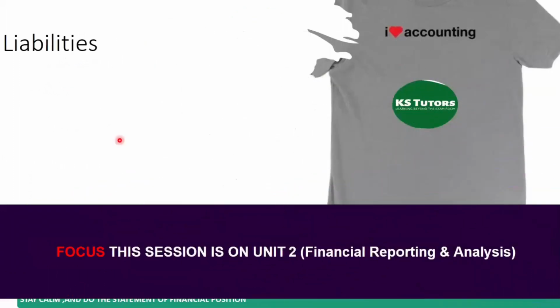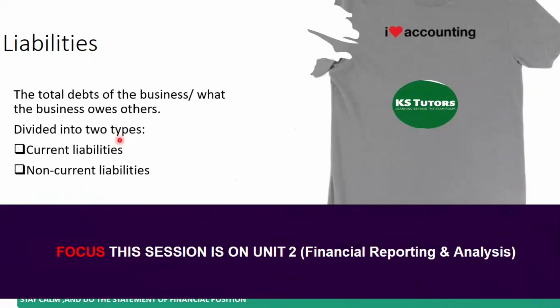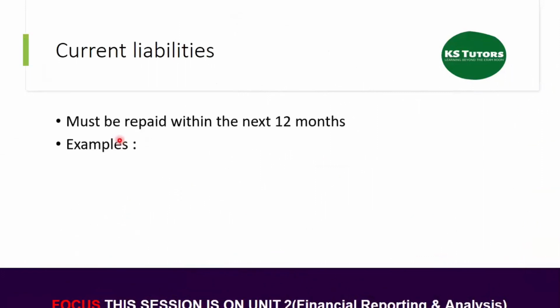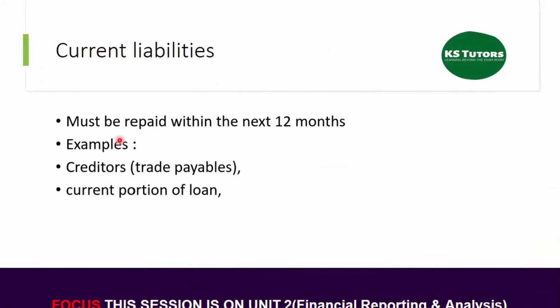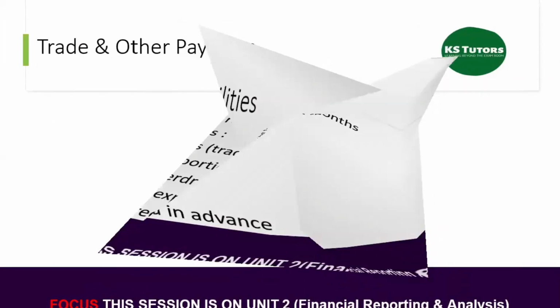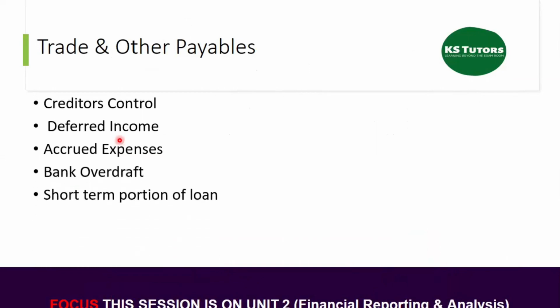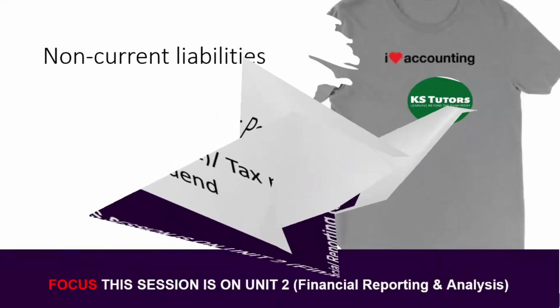And your liabilities, ladies and gentlemen, are also divided into two groups. And these are your current and your non-current. Talking of current, as we talked about this before, you'll have examples such as creditors, which are trade payables, your current portion of loan, and then your bank overdraft, if there's any, and then accrued expenses, and then income received in advance. Please know these so that when we do the statement of financial position, you know why we classify it there. And then trade and other payables will be your creditors control, deferred income, accrued expenses, bank overdraft, short term. I think that is a repetition of what we already did there.